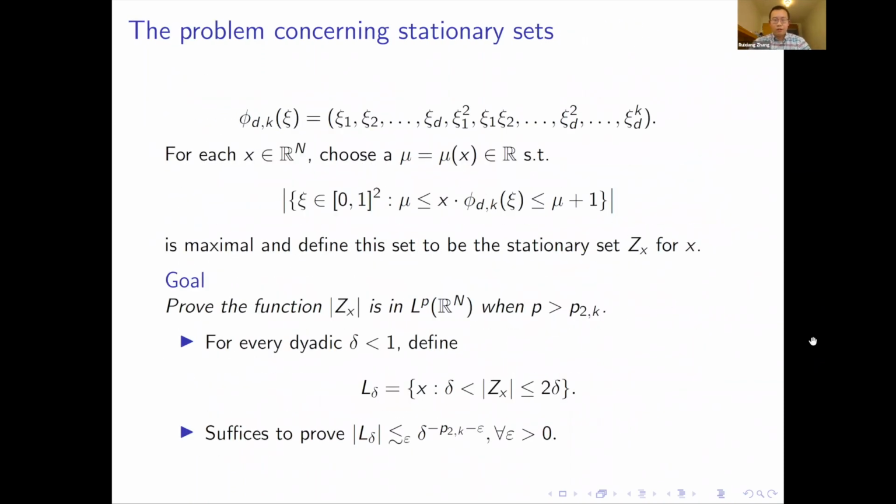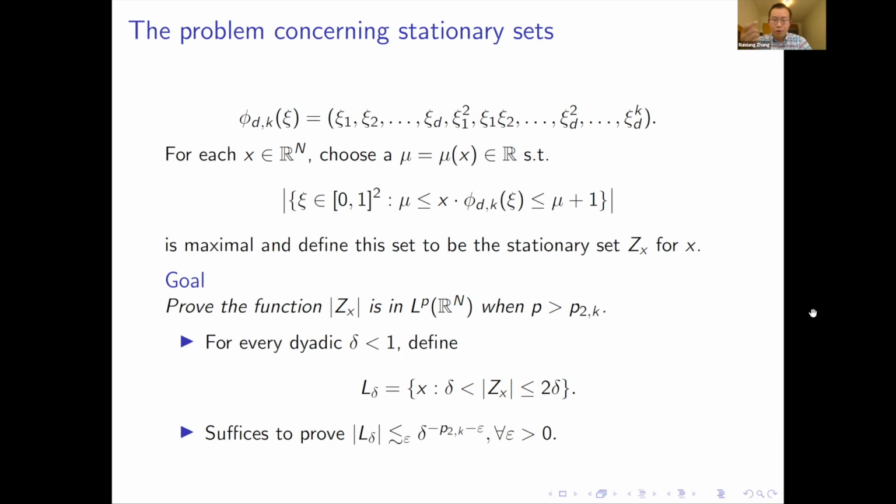Okay, so this is the problem. We have this phase function, and for each x in R to the capital N, we can choose a value such that the stationary set is biggest. I call this stationary set z of x. Just to be clear, x is a point in R to the capital N, but z of x is a subset of the unit cube in 2 dimensions. So z of x is a unit cube on the surface. You can imagine it.